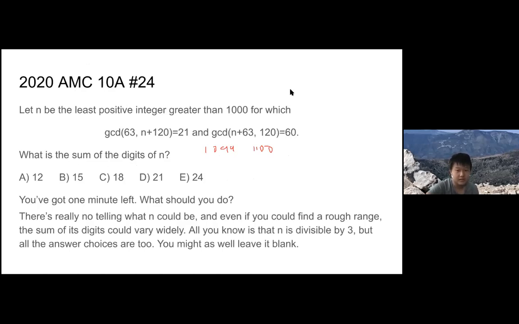The only thing you have to go off of is that since n plus 63 is divisible by 60, for example, n must also be divisible by 3 because 63 and 60 are divisible by 3. But that's not helpful because all of these answer choices are divisible by 3. So yeah, you might as well just leave it blank. Does that make sense?